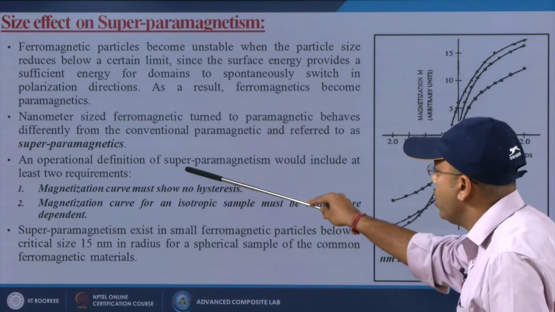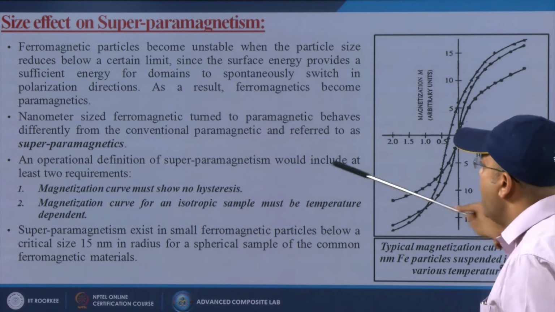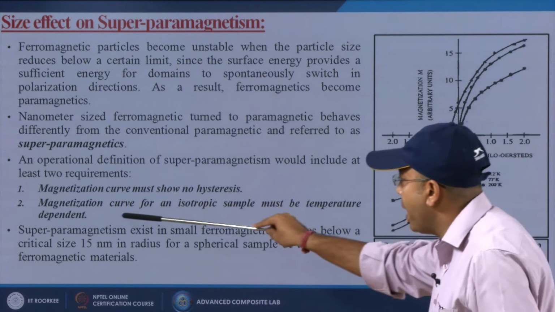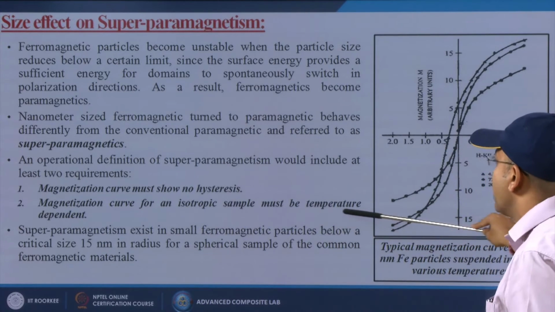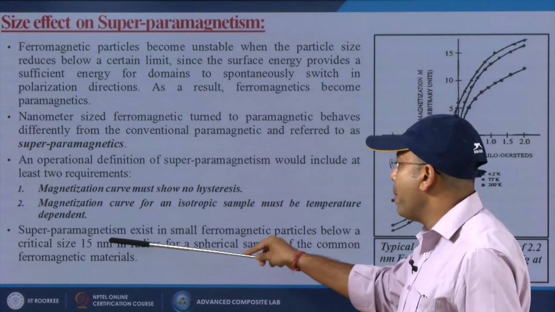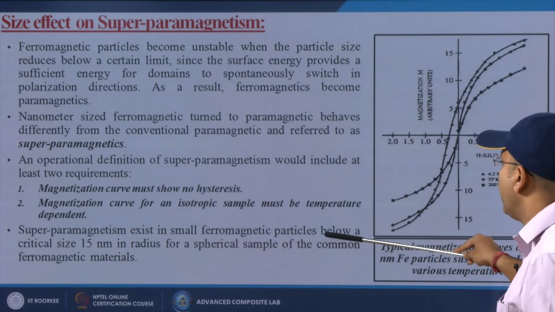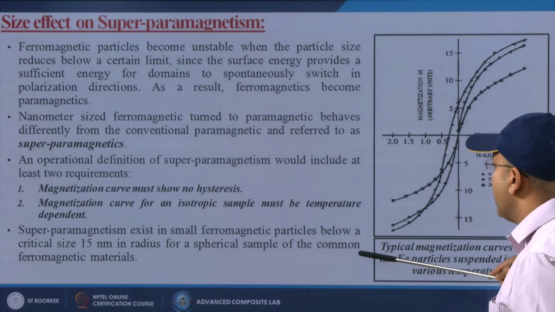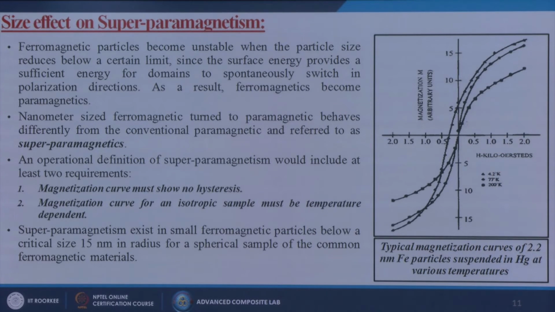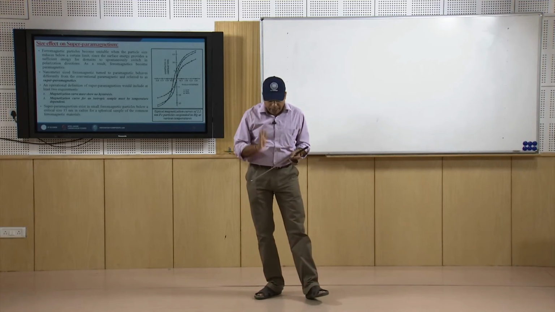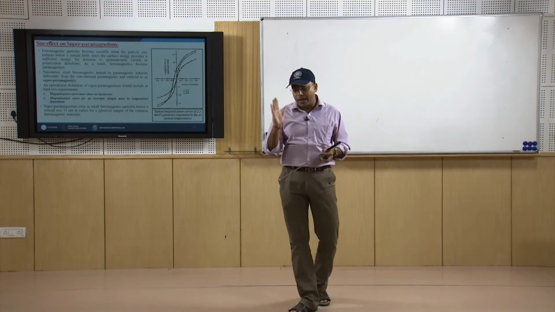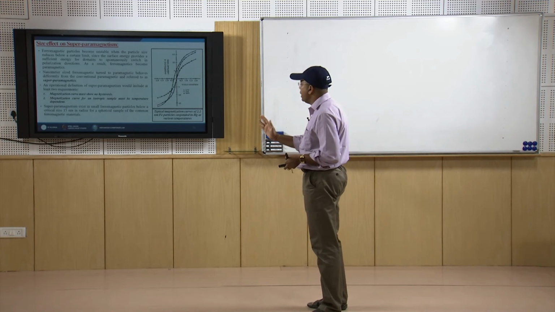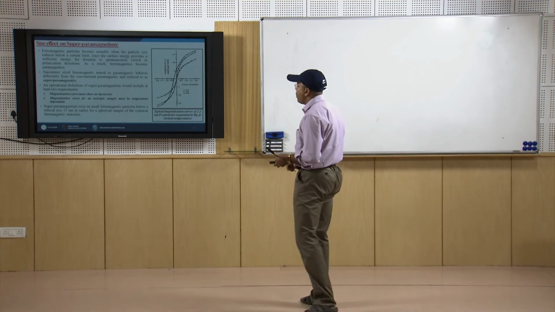An operational definition of superparamagnetism would include at least two requirements: the magnetization curve must show no hysteresis, and the magnetization curve for an isotropic sample must be temperature dependent. Superparamagnetism exists in small ferromagnetic particles below a critical size, 50 nanometer radius for a spherical sample of the common ferromagnetic materials. So, the same thing we are saying here also, that if we change the particle size from micro to nano, the magnetic properties also change, and the material shows superparamagnetism.